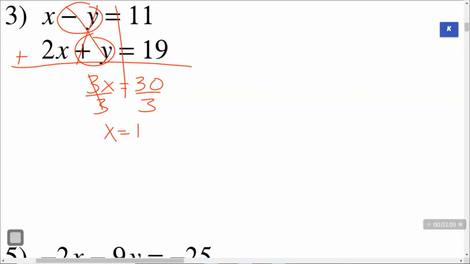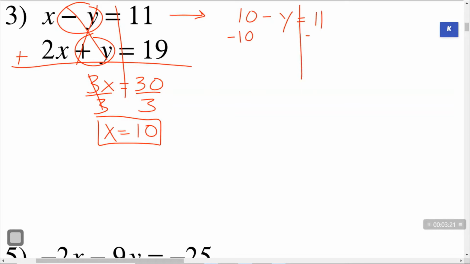Again, getting that first variable can be rather simple. However, I've got to go back and get the second variable. I'm going to choose the first equation here, so 10 for x minus y equals 11. And I've got to solve that. I'm going to subtract 10 from each side. I find that negative y is equal to 1. Therefore, y must equal negative 1, the opposite, right? If you don't see that, you can divide both sides by negative 1 to get there.